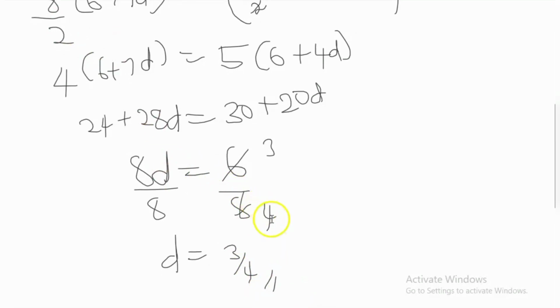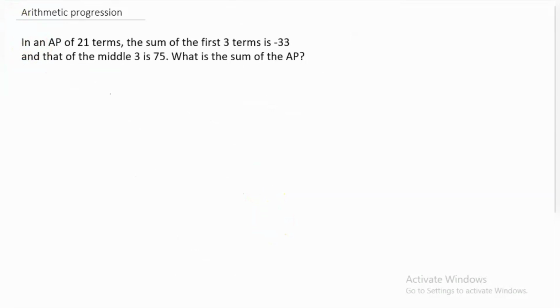Alright, let's go over to our final question for this topic. So the last question says, in an AP of 21 terms, the sum of the first 3 terms is negative 33, and that of the middle 3 is 75. What is the sum of the AP? It means we're looking for S21.